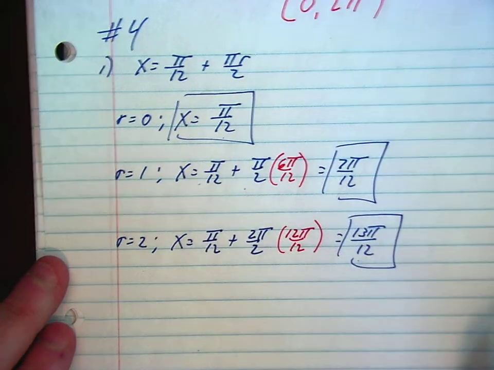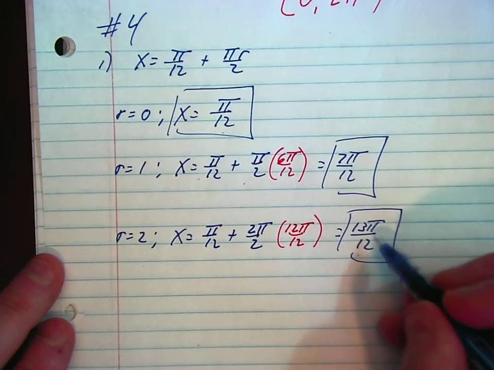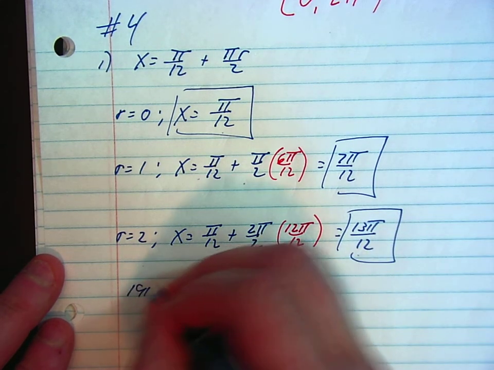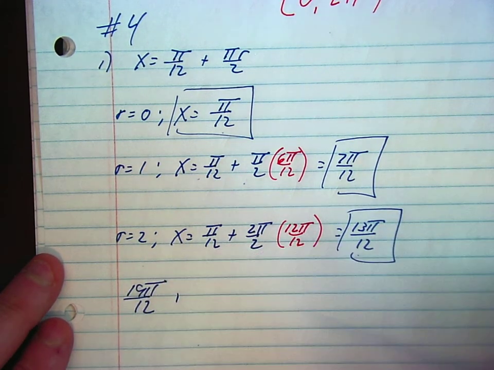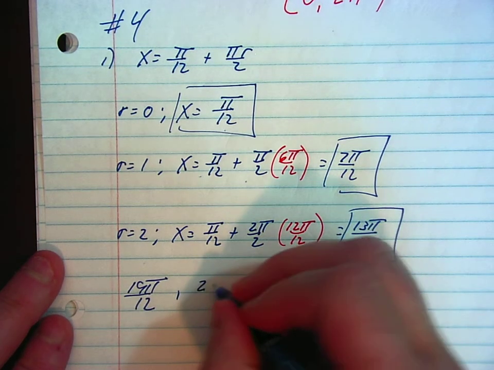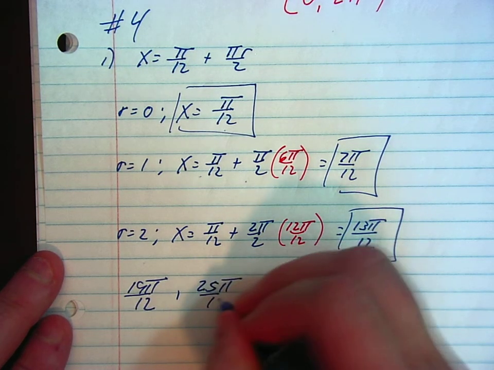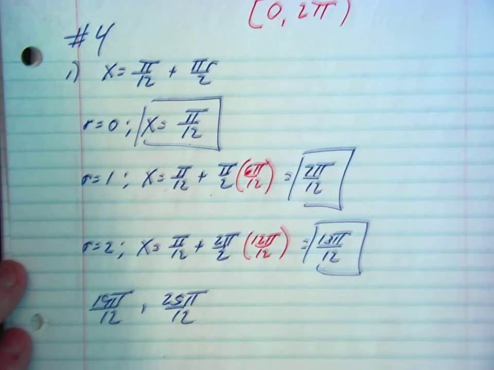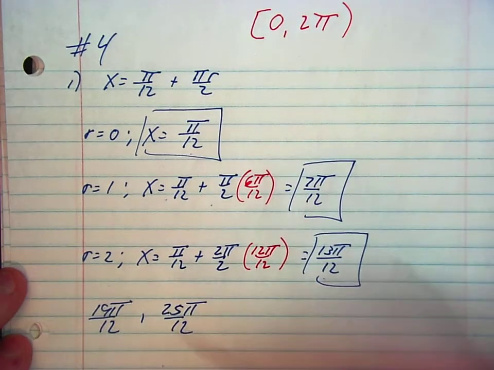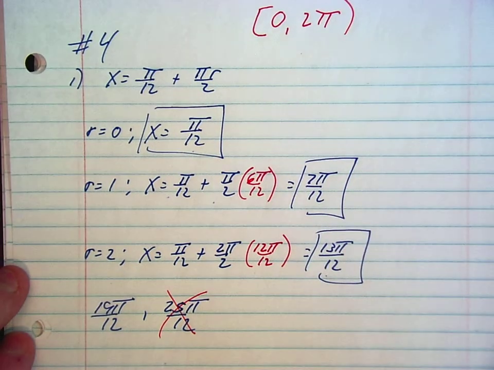I'm not even going to write rotations now. I'm just going to write the other answers. So I have these 3. If I go up 6, that's going to be 19 pi's over 12. That one still works. If I go up another 6, it's 25 pi's over 12. That one fails. That's bigger than 2 pi. 25 over 12 is 2 and 1/12. So that one's too big. I'm going to cross it out, and I got 4 answers.